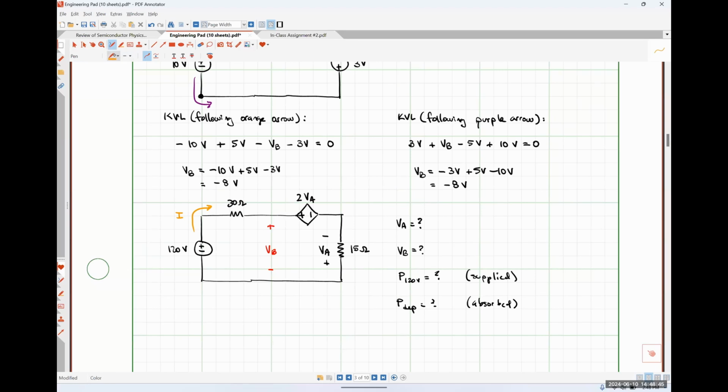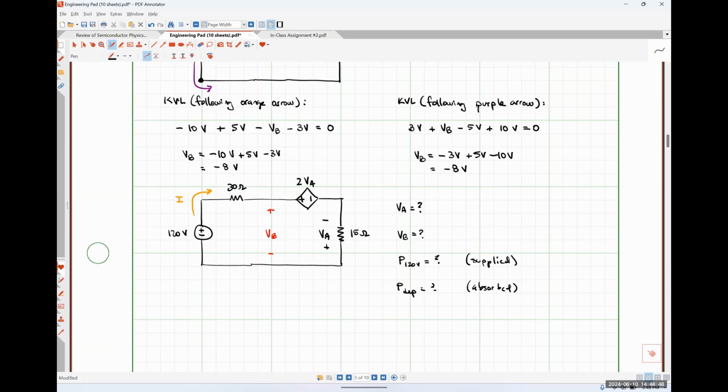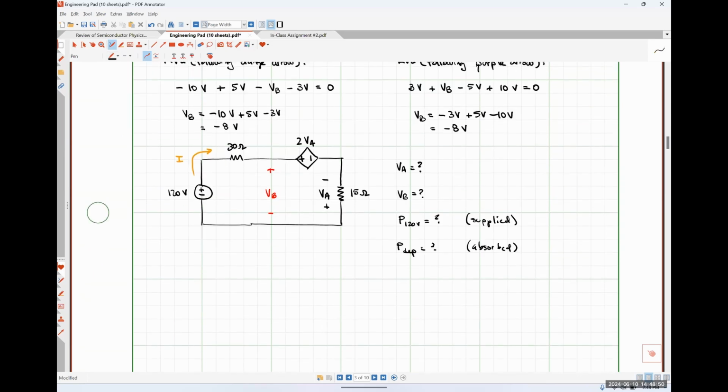So, starting at the bottom left-hand corner, what's the first thing that I see?